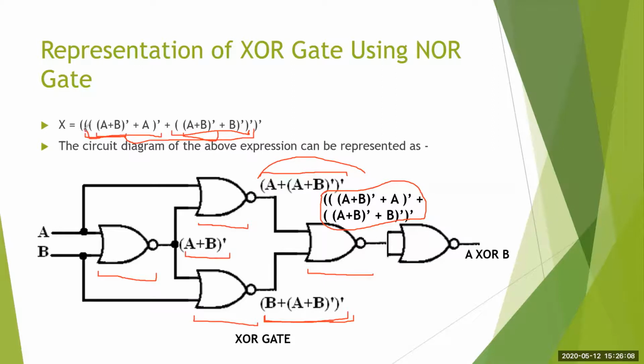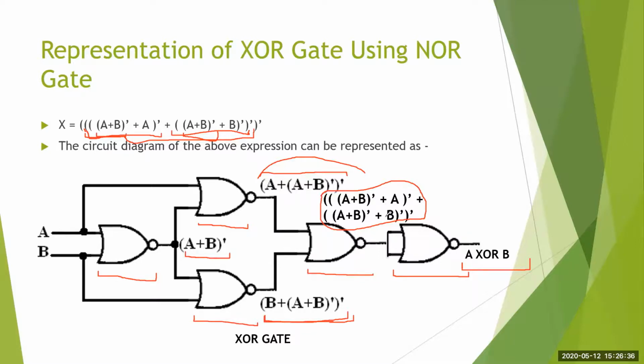This whole expression is the expression except the outer complement, and if we apply this as an input to another NOR gate, we will get the result. So this is how we can get A XOR B. So here we have used 5 NOR gates to represent a XOR gate, and this is the minimum number of NOR gates required to represent a XOR gate.